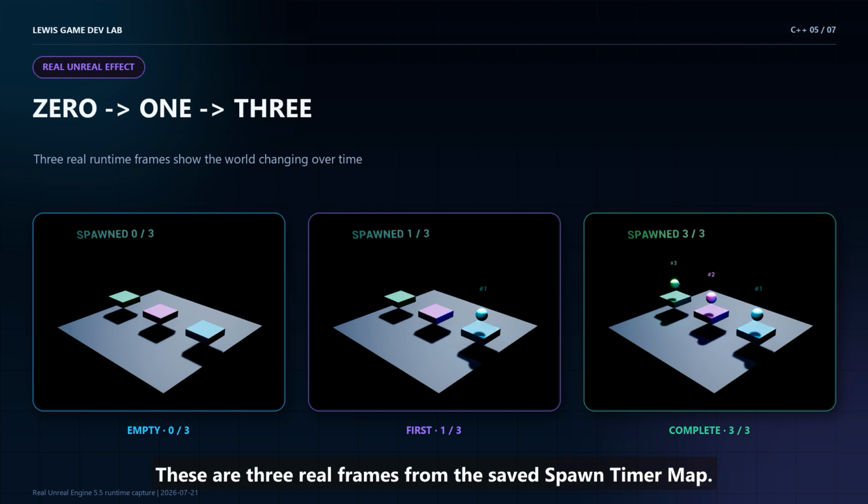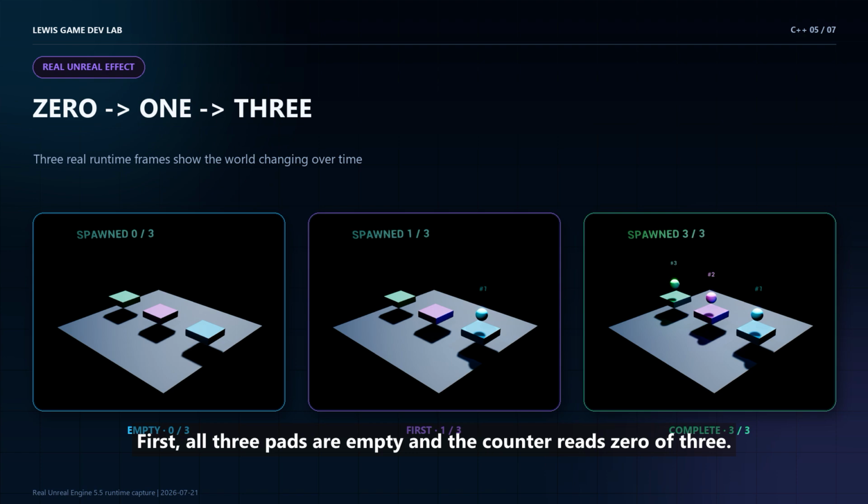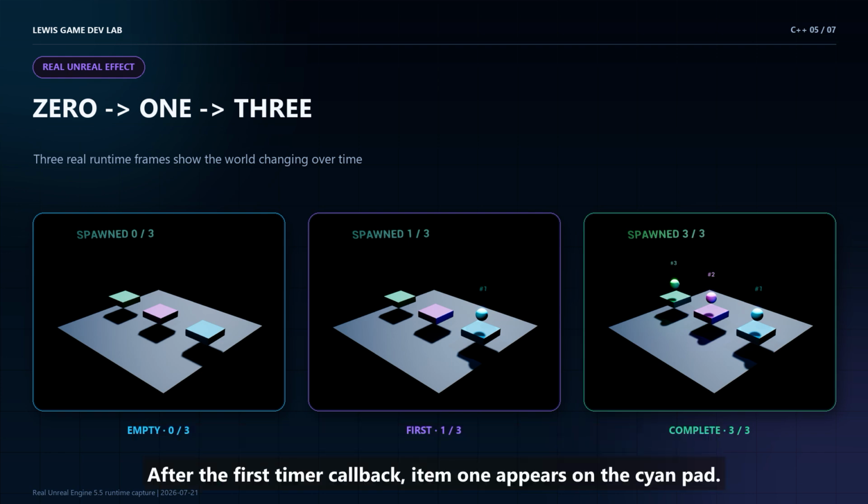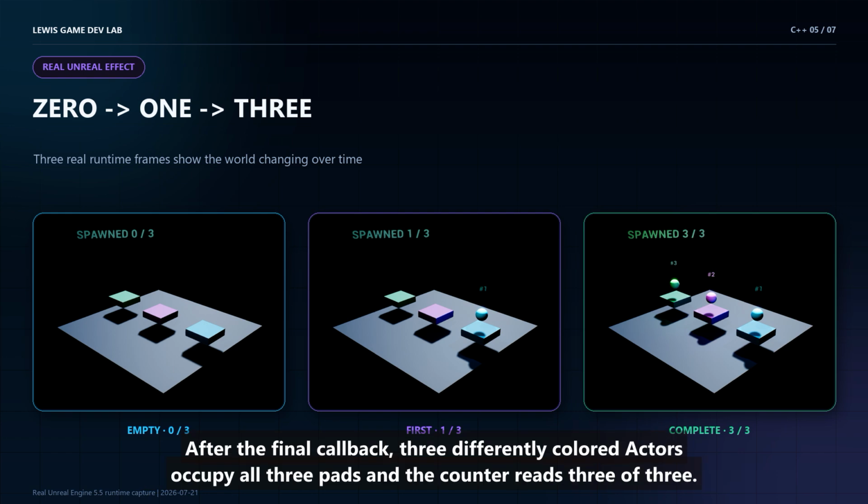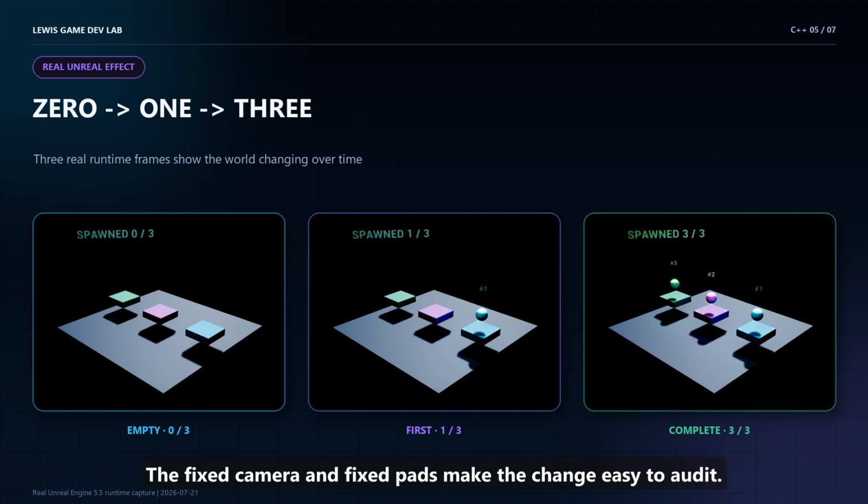These are 3 real frames from the saved spawn timer map. First, all 3 pads are empty and the counter reads 0 of 3. After the first timer callback, item 1 appears on the cyan pad. After the final callback, 3 differently colored actors occupy all 3 pads, and the counter reads 3 of 3. The fixed camera and fixed paths make the change easy to audit. These actors were created by the real compiled SpawnActor calls.